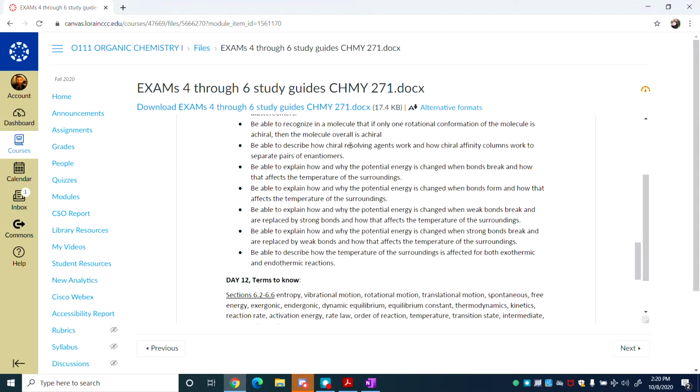The next bullet point, please jump in if you have other questions. Not seeing any other questions on the chat. The next question is about chiral resolving agents or affinity columns. Those are two methods that are used to separate the pairs of enantiomers.